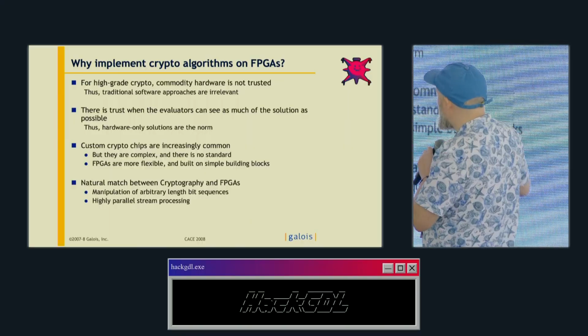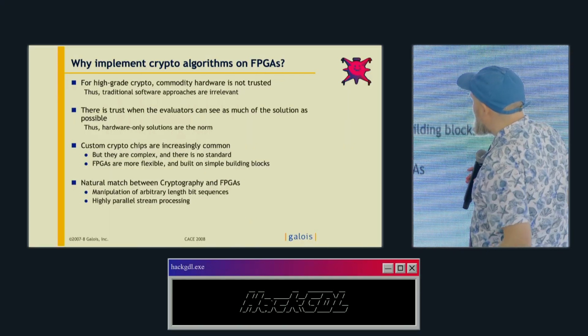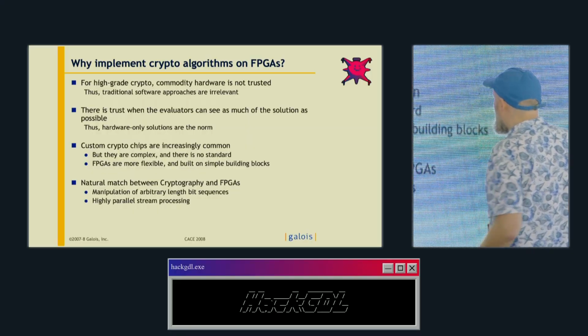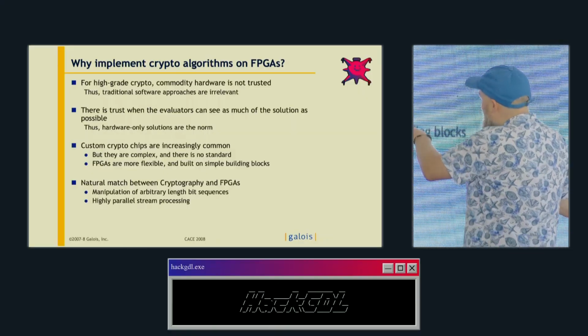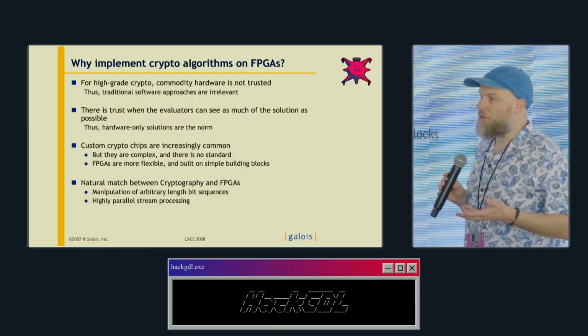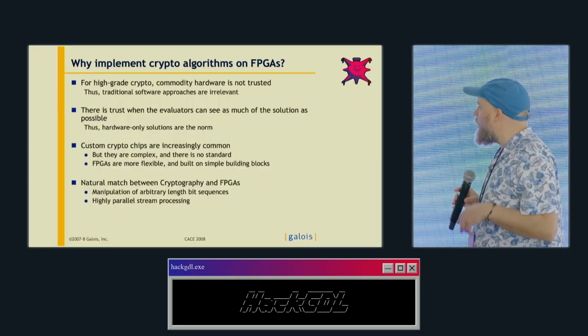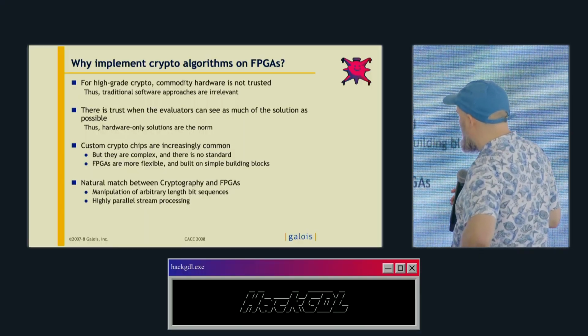There are some custom crypto chips, but there's, again, this problem of standardization. They are often very complex. FPGAs in some ways are more flexible. You can have a soft core which you integrate into a larger system, and if you know how it behaves, that gives you the same kind of assurance.